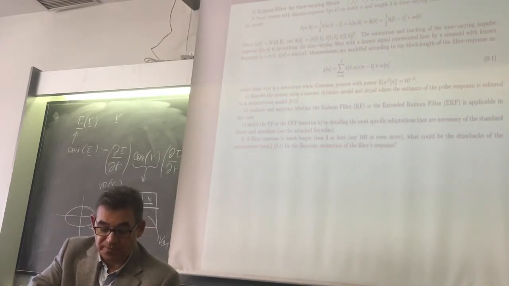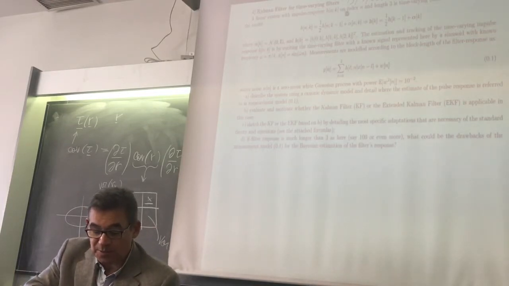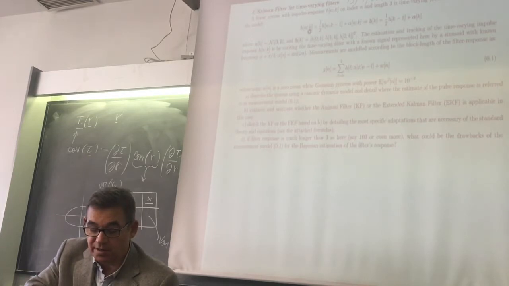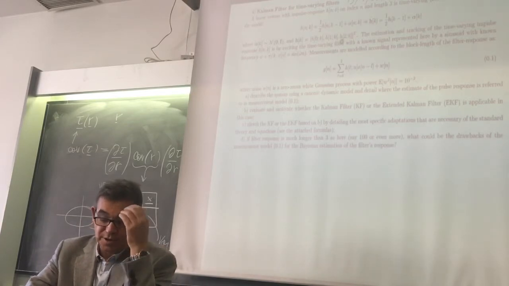Now let's read. The linear system with impulse response with index and length 3 is time varying over index k. So k is the variability of the filter according to the model. Okay. So you know it's h_n = 1/2 h_{n,k-1} + alpha_k. So looking there is this way. H is 3 samples, so it's H0, H1, H2.